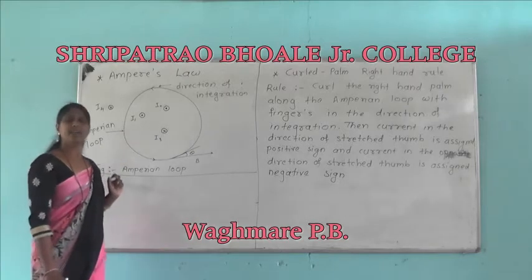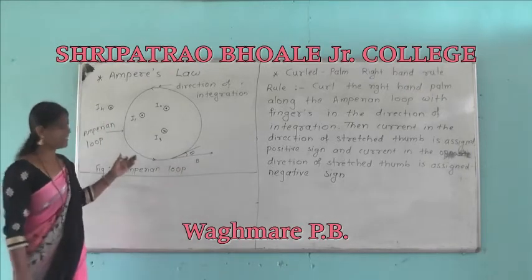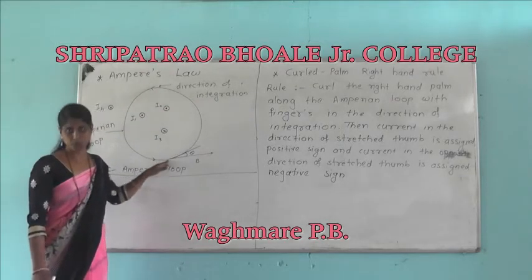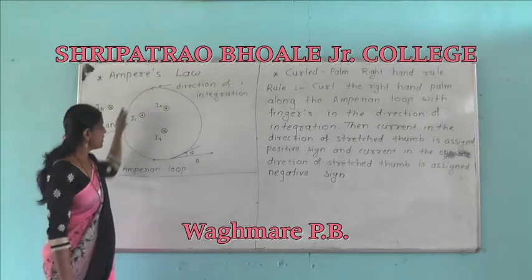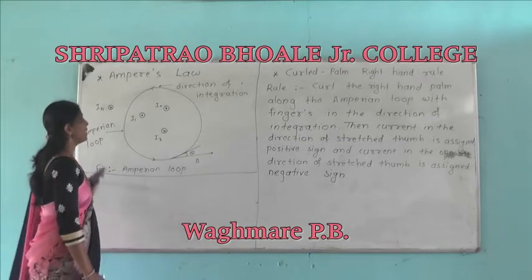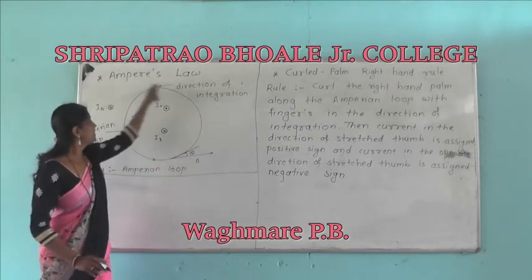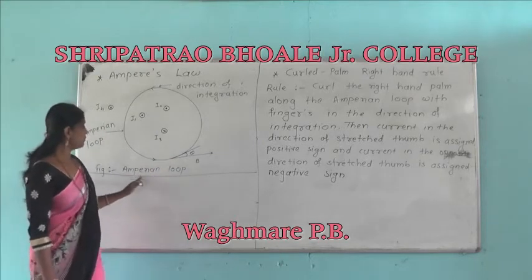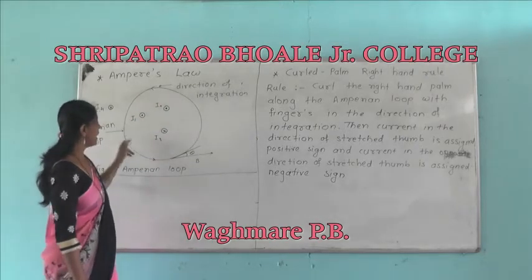Now we have to find the magnetic field at a point. Suppose here is a point. Therefore, draw a closed loop which is passing through that point where we have to find the magnetic field. Then this loop is called the Amperian loop. This is the direction we have to consider of the Amperian loop.